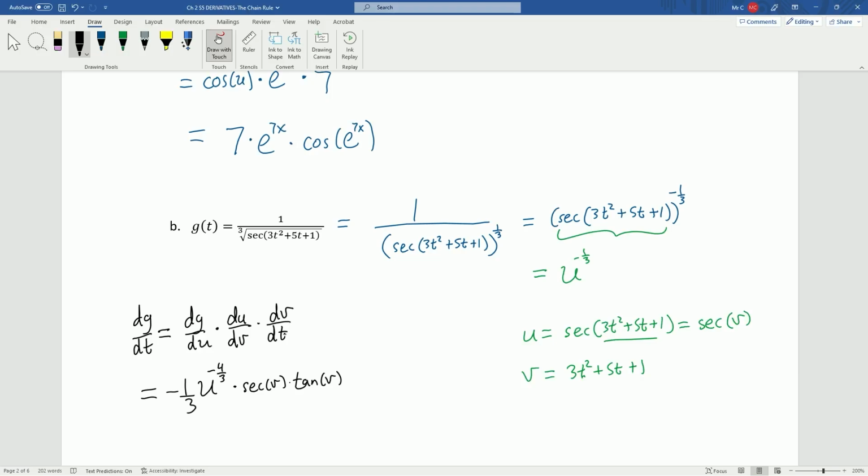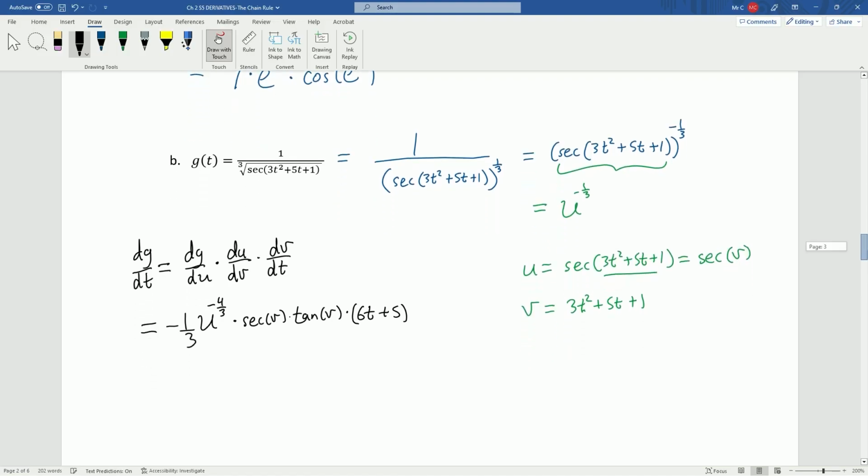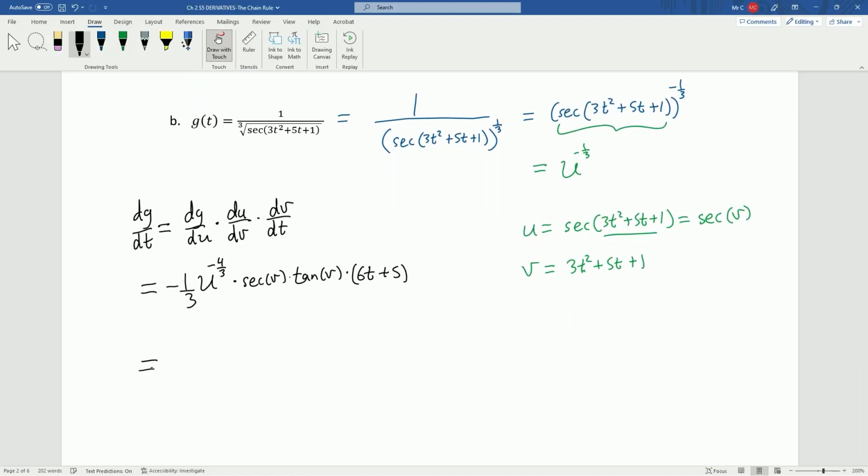And now I look at the derivative of v with respect to t, and that's 3t squared plus 5t plus 1, so the derivative is 6t plus 5. And now, as always, we have to go back and resubstitute everything. So I'm going to do a couple little things at once here. First of all, I'm going to put this negative 1 out in front over 3 times, and I'm going to put my u to the negative 4/3 power in the denominator to the 4/3 power.